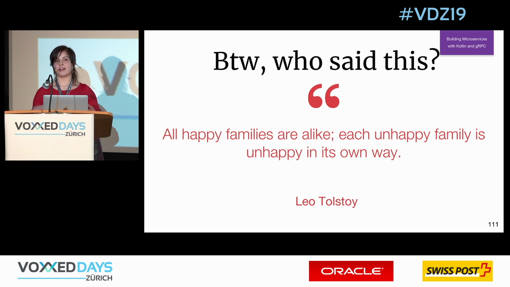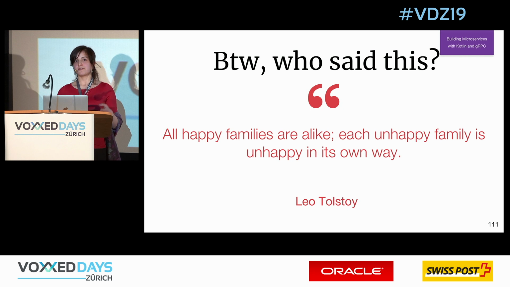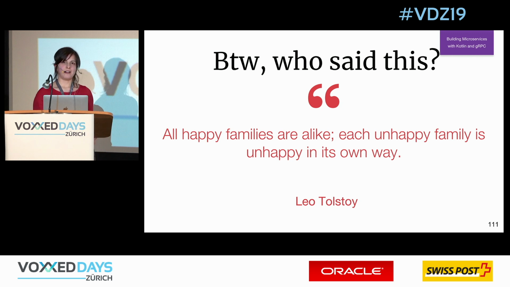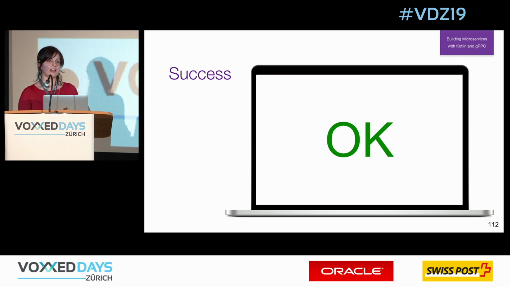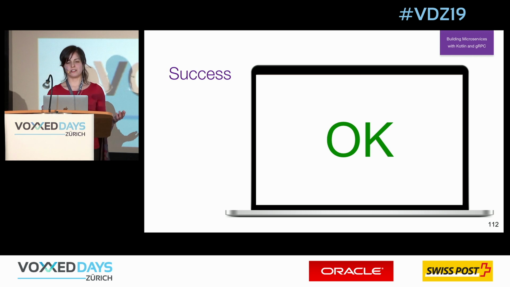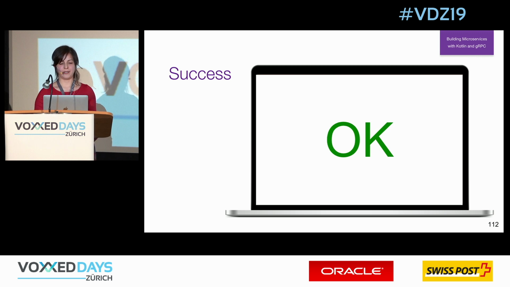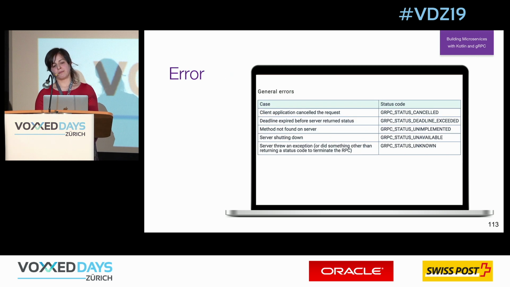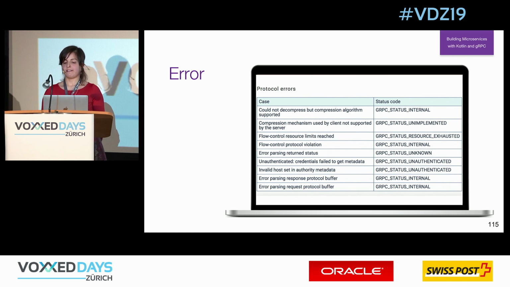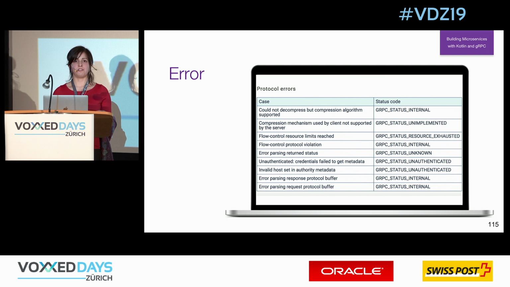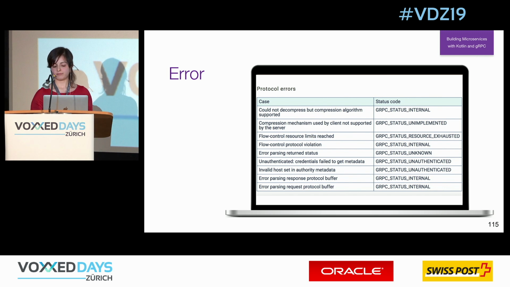So he said that if everything is okay, we don't care what is okay because everything is okay. But if something goes wrong, it's all the time something else. So it's relevant to our error handling. When you have success, you don't care about what's success because it's success. It's okay, so we don't care about it. But if you have errors, you have plenty of errors. For example, in gRPC, you have general errors, you have network failures, you can have protocol errors. And there are a lot, and all of them are handled in different status codes, and you can handle them.